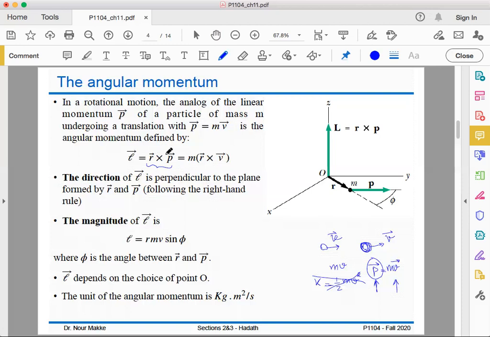So as you can see here we have two vectors, and if we replace P with m times v, since m is a scalar it comes out, so we get m times r cross v.